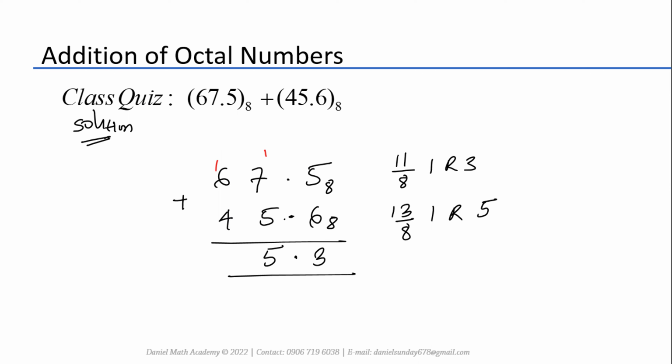So 11 is more than the base, so we're going to do the same thing and divide again by 8. 11 over 8 gives me 1 remainder 3. So this is 3, and then I carry over this other 1. Since there's nothing else, I'll just bring down this 1 here. All right, so my answer is 135.3 base 8. So this is the answer to this question, guys.